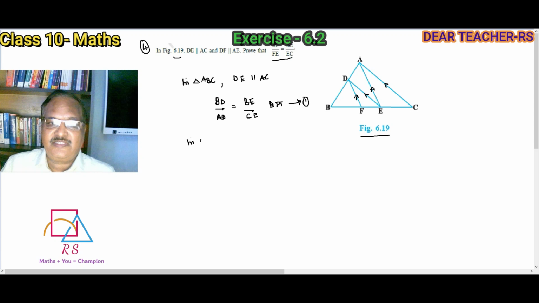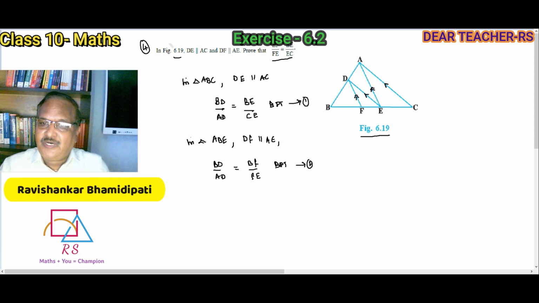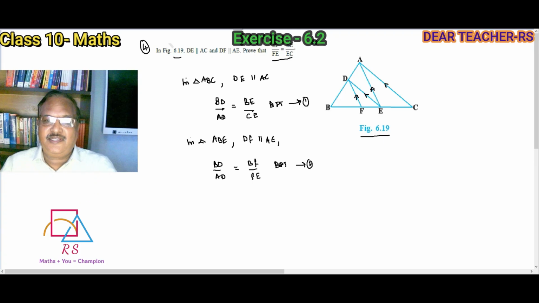Now in the second equation, in triangle ABE, DF is parallel to AE. This is what is given. Now apply BPT here. Here also BD by AD is equal to BF by FE. We have applied BPT and this is the second equation. So whether you know or not, you just apply the basic proportionality theorem, you will get at least 1 mark out of 2 marks.